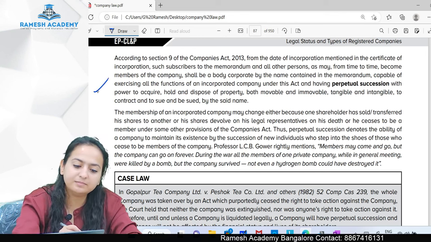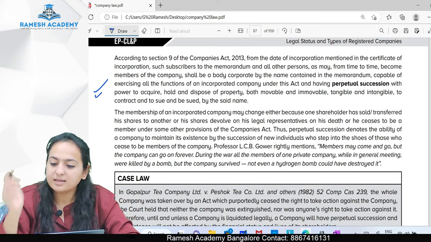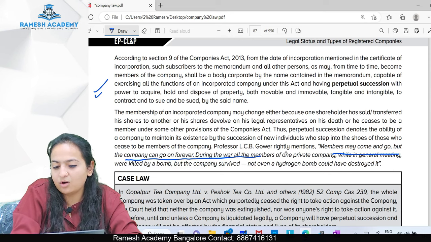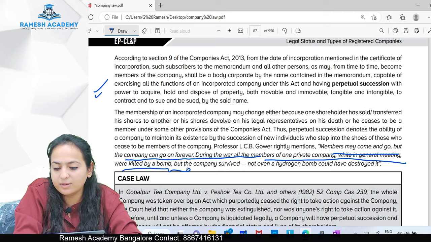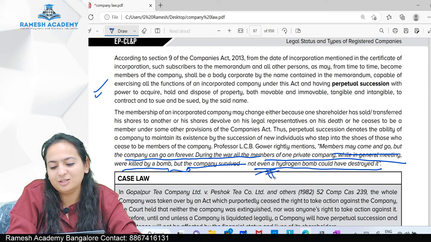Same as what we have read: the members may come and go, but the company can go on forever. During the war, all the members of one private company, while in a general meeting, were killed in a bomb, but the company survived. Not even a hydrogen bomb could have destroyed it.